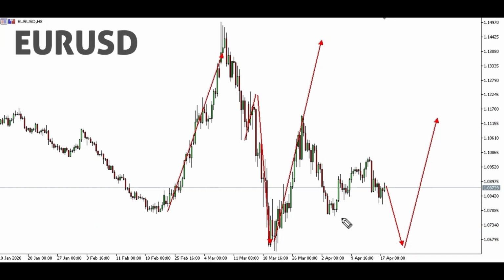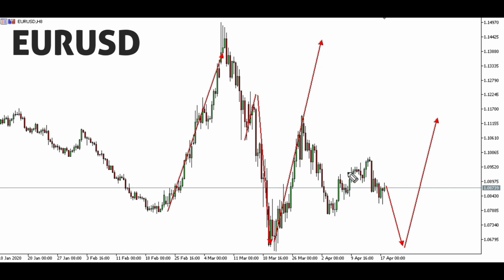Euro USD. We've been following Euro USD step by step. Past 2 weeks, we focused at an up move from this level. We were expecting a big up move. Then we moved from this level all the way until this level. This was around 140 pips.